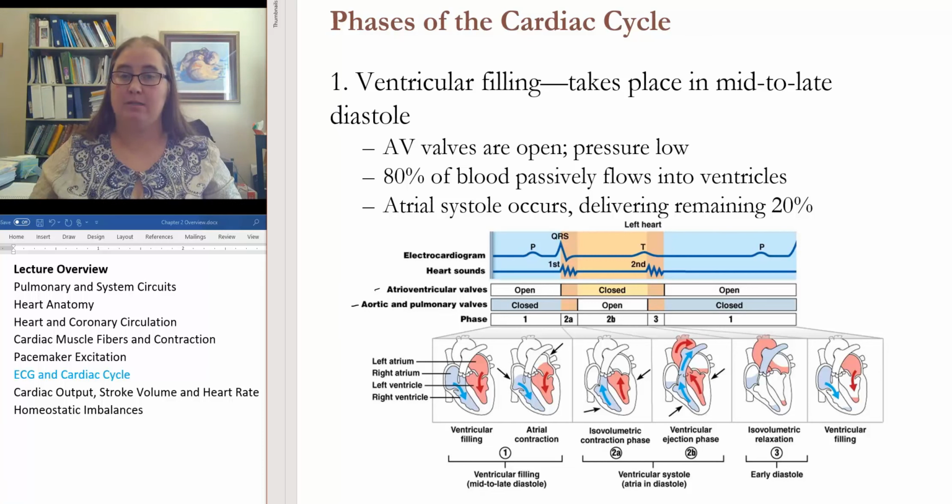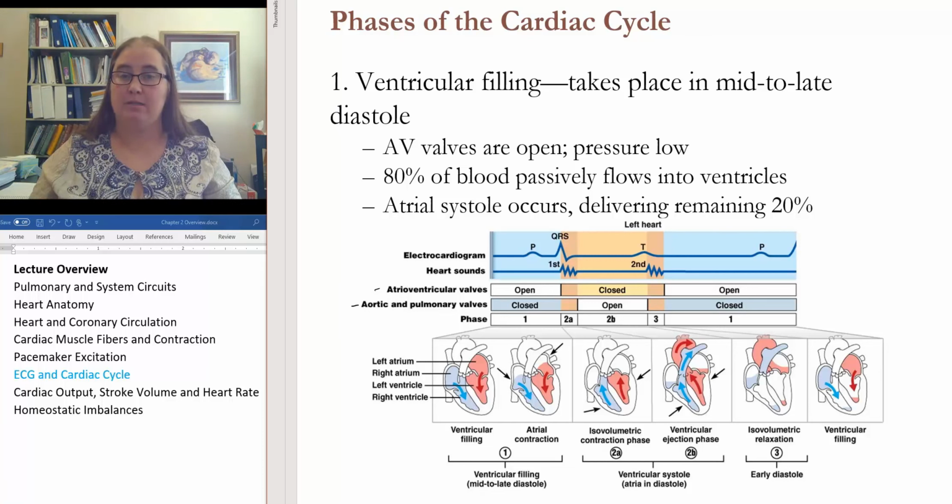Again, we're still filling, so everything's still open. In ventricle filling, we have ventricle filling and we have atrial contraction. If you just take a step back and think about it logically, it makes sense. If the atrium are filling the ventricles, that means the AV valves have to be open. The ventricle's relaxed, so that means that the semilunar valves are closed.